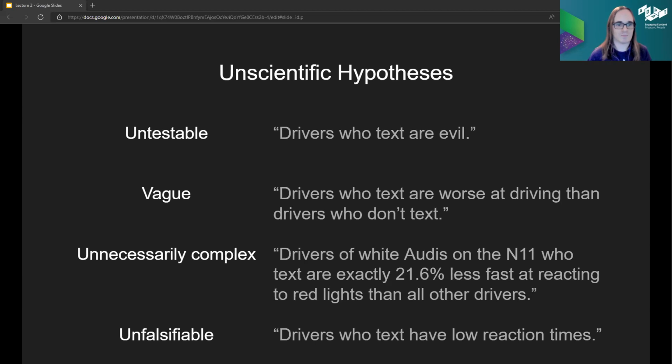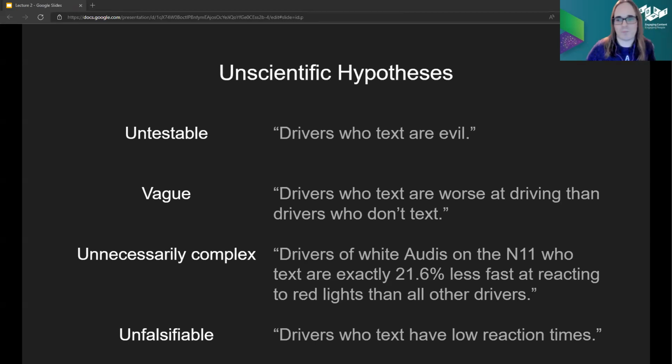Finally, a hypothesis must be falsifiable. It must be stated in a way that there's some possible evidence we could get that could be used to reject that hypothesis. So my fourth attempt at a hypothesis here, my fourth bad attempt, is "drivers who text have low reaction times". Now, you might also argue this is vague or untestable. I would say that the problem with that statement is it's not falsifiable. It's not clear to me what evidence I could get that disproves that.